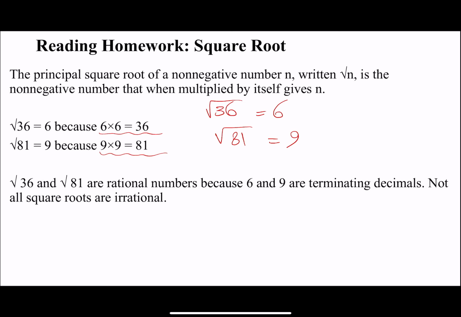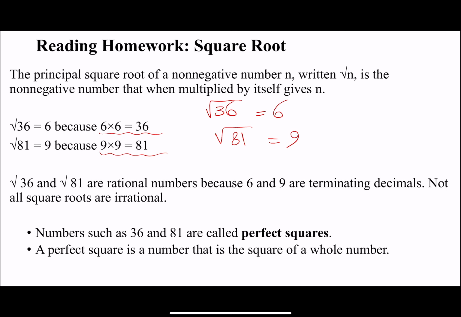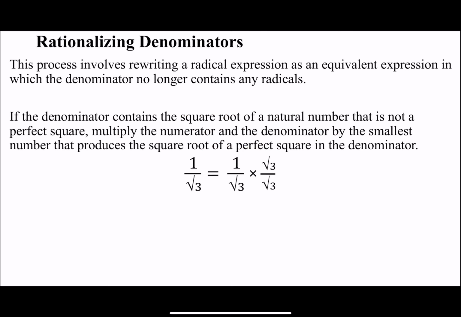The square root of 36 gives you 6, and the square root of 81 gives you 9. These are whole numbers, right? Not all square roots are like that. We call 36 and 81 perfect squares. A perfect square is a number that is the square of a whole number. But it's not always the case. For example, we can have the square root of 3.